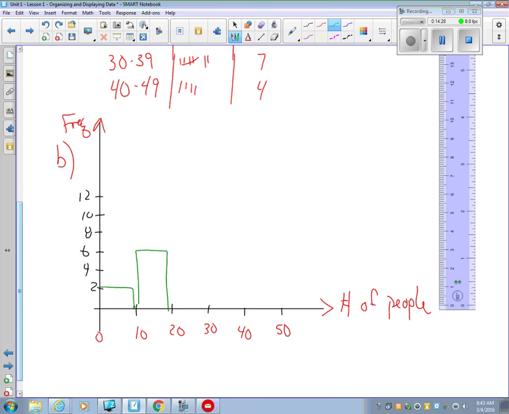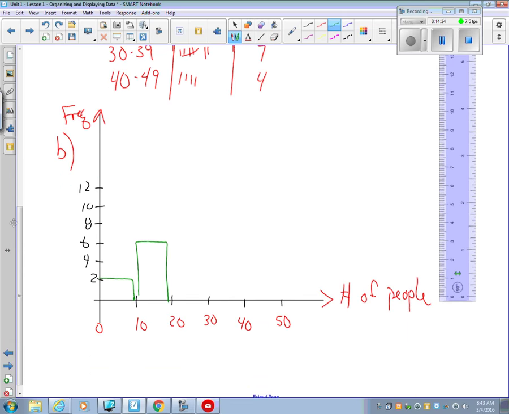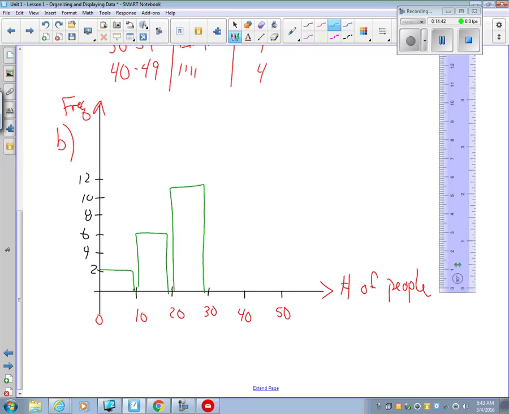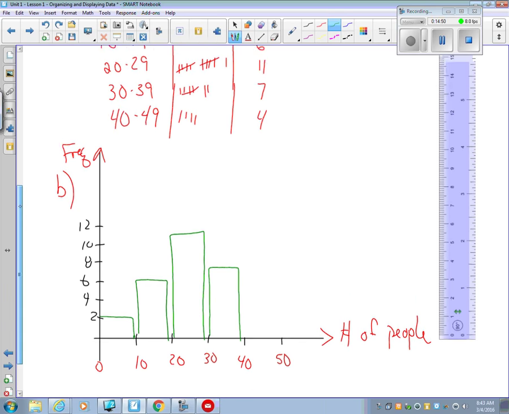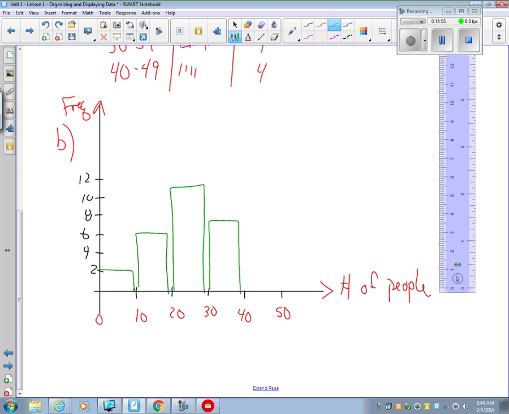The bars don't quite touch. Okay, 20 to 29, there should be 11. And then 30 to 39 should be 7. And again, you should be using rulers for this. Unfortunately, I can only make short videos with this, so I'm going to run out of time if I don't go faster. And then we have 4 for the last one.